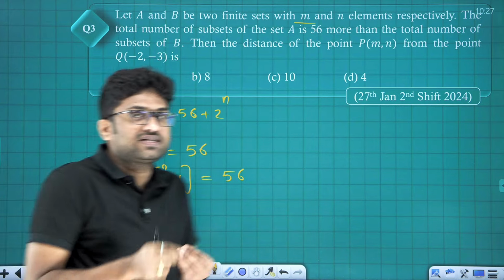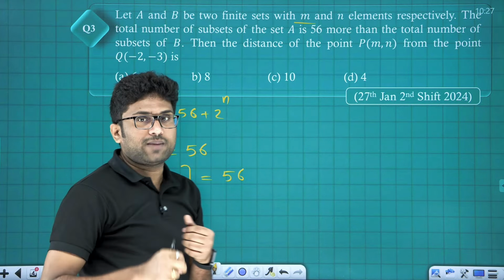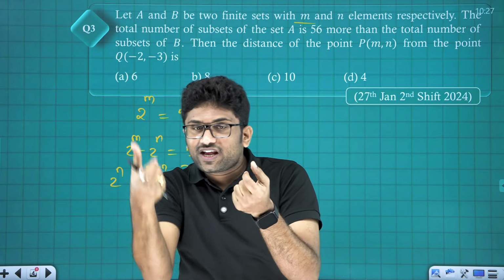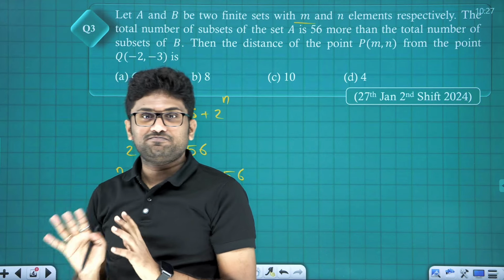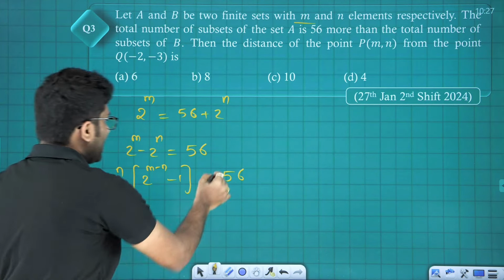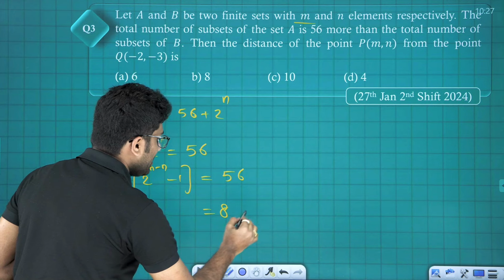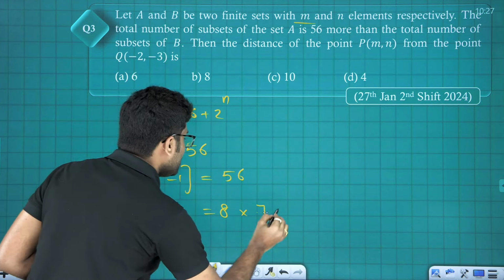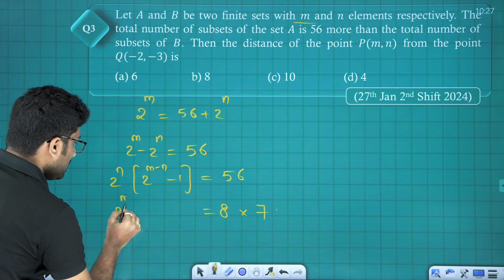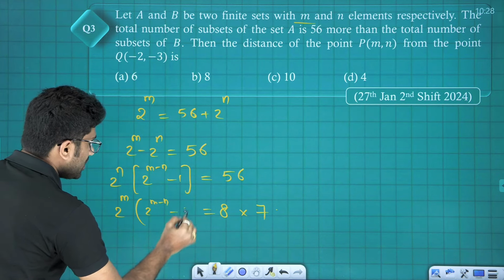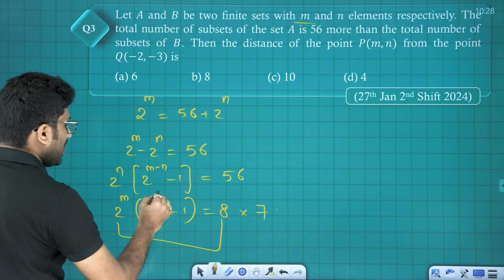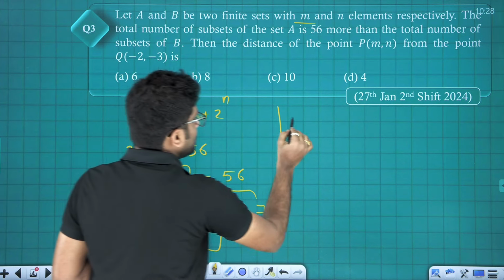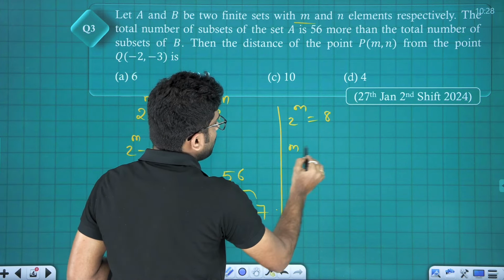Friends, now you have to express this 56 as a product of two numbers such that one is an exponent of 2, and the other number should be an exponent of 2 minus 1. Clear? So we can write 56 clearly as 8 into 7, and 7 is 8 minus 1. So 2 power n into (2 power m minus n minus 1). So clearly 2 power n should be equal to 8 and this 2 power m minus n minus 1 is 7. If 2 power n is equal to 8, that means n is equal to 3.